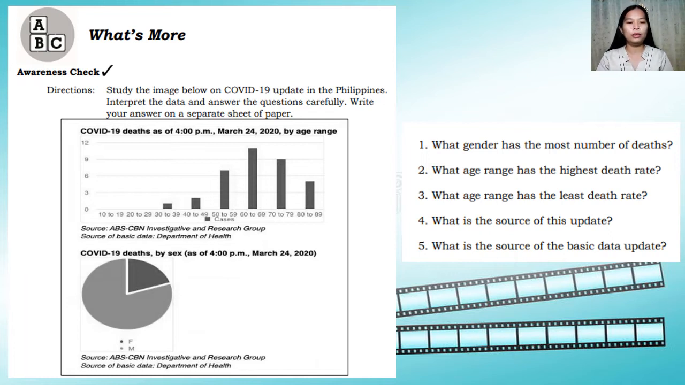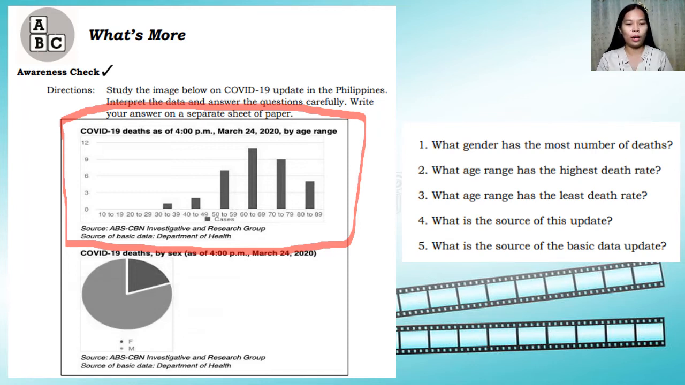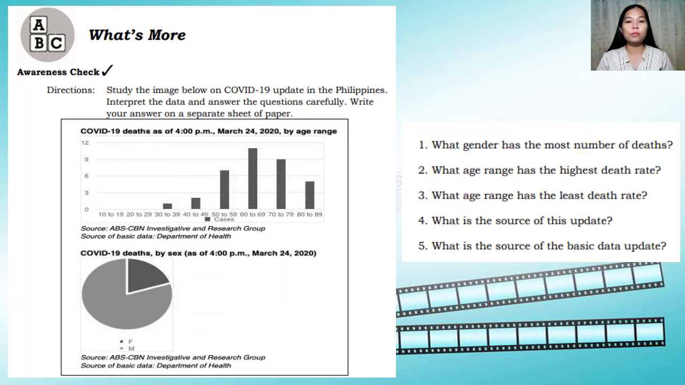So the first table, or the first datum, is about COVID-19 deaths as of 4 p.m. March 24, 2020 by age range. Don't be confused by the numbers found on this table. The numbers at our left are the number of deaths, the total cases of deaths: 0, 3, 6, 9, 12. And the numbers at the bottom are the age ranges: 10 to 19, 20 to 29, 30 to 39, until 80 to 89.